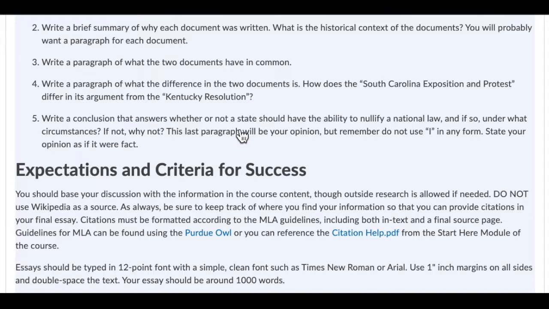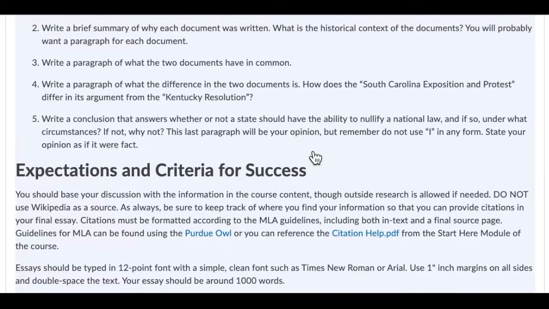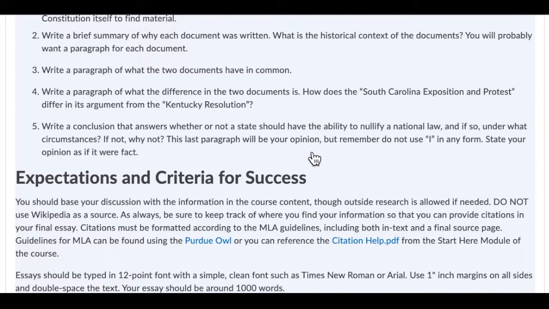Write a conclusion that answers whether or not a state should have the ability to nullify a national law in your view, and if so, under what circumstances. If not, why not? Now, here's where some students go wrong. If you argue that a state should have the ability to nullify a national law, you're going to have to give historical reasons for why you think so. I don't want to hear a student just say, well, I think everybody should have a right to nullify a national law, including a state, or something silly like that.